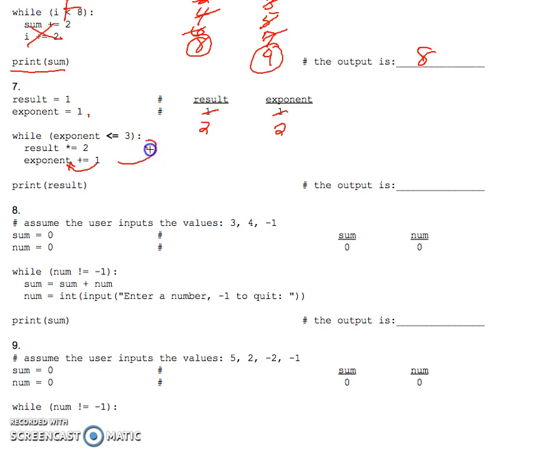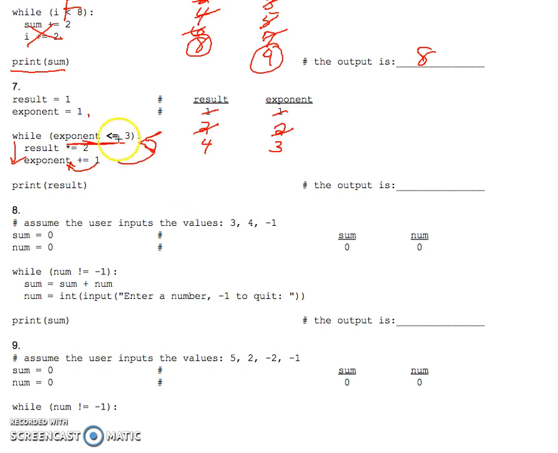Go back up to the top of the loop. Check the control expression to see whether it's true or false. Is exponent less than or equal to 3? Yes, it is. 2 is less than or equal to 3. So we go through the loop again. Result times equals 2, which means take 2 and multiply it with result. Becomes 4. Add 1 to exponent. Go back up to the top.